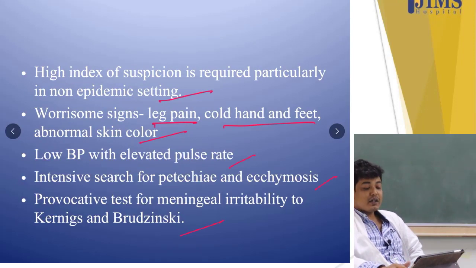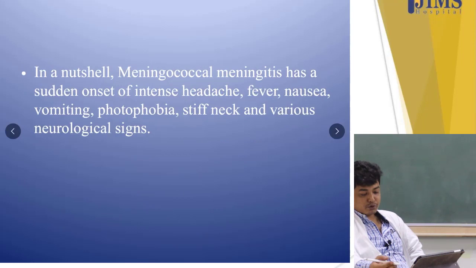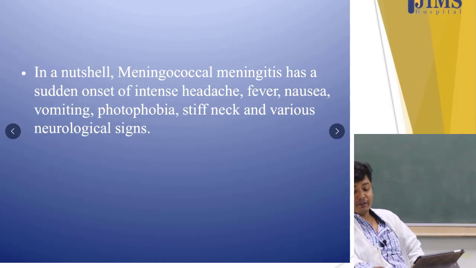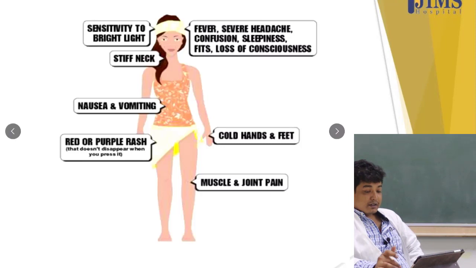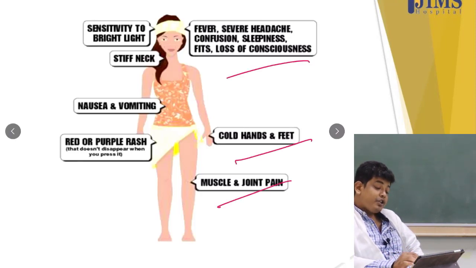Now, high index of suspicion is required. If I put it in a nutshell, meningococcal meningitis will present to you with complaints of sudden onset of intense headache, fever, nausea, vomiting, photophobia, stiffness, and various neurological signs. You might confuse it with migraine, so make sure you do the Kernig's, Brudzinski's, you ask for myalgia, you ask for the history of throat pain few days back, so that you do not confuse it with meningococcal meningitis and just give plain simple treatment of migraine, and the patient might go into complications. This is again a pictorial depiction of all the complaints that the patient might present to you.